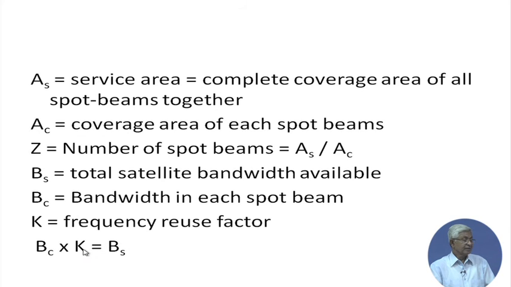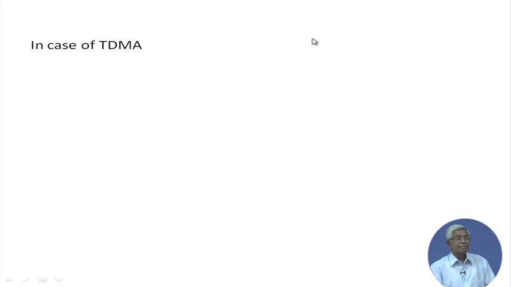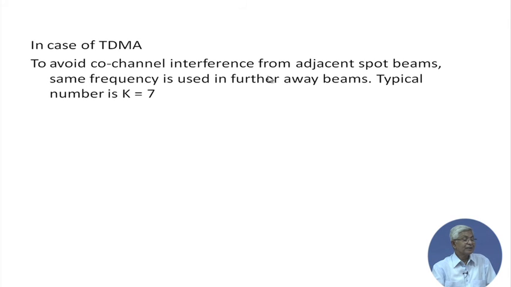So the K times BC will be our BS, or the other way, satellite total bandwidth can be given as K times BC. So as the K goes up, your frequency reuse is less. In case of TDMA, to avoid co-channel interference from adjacent spot beams, the same frequency is used in a farther away beam. A far away beam is using the same. So in this case we have shown K equal to 7. It could be larger than that, depending on the type of antenna. Again, just now we have said, antenna radiation pattern what is selected in each beam.